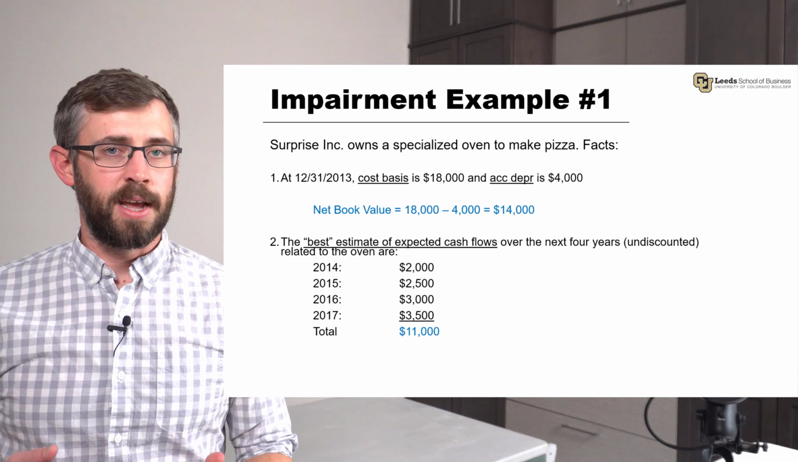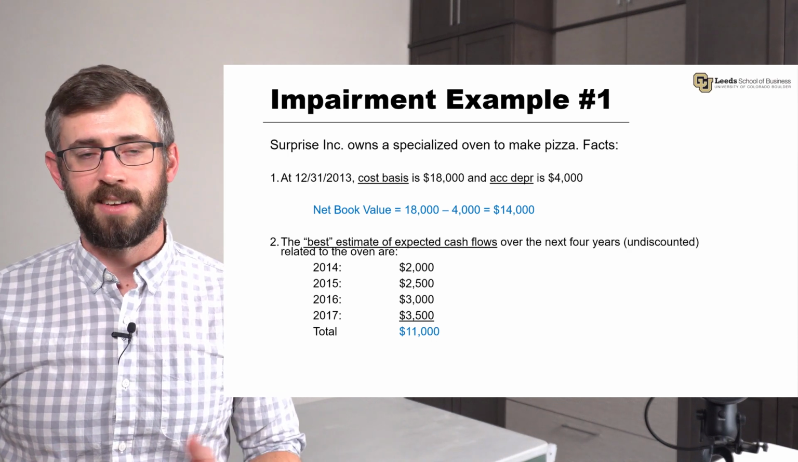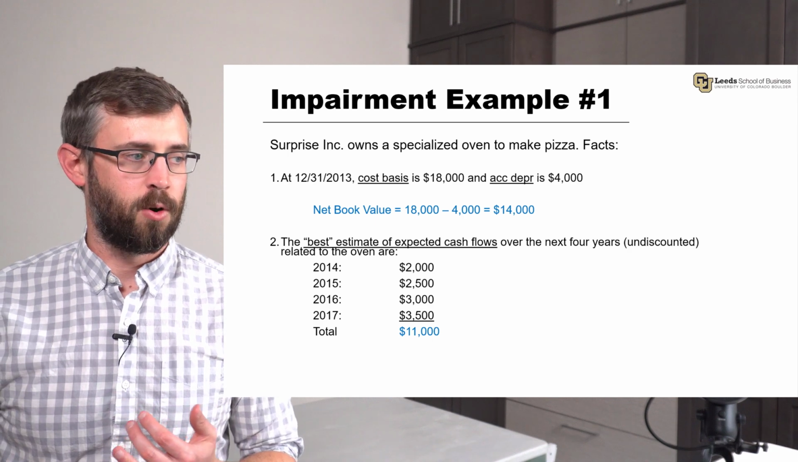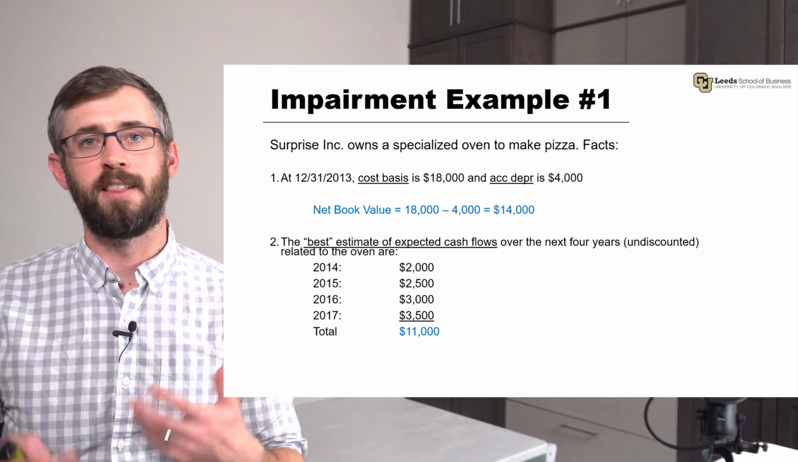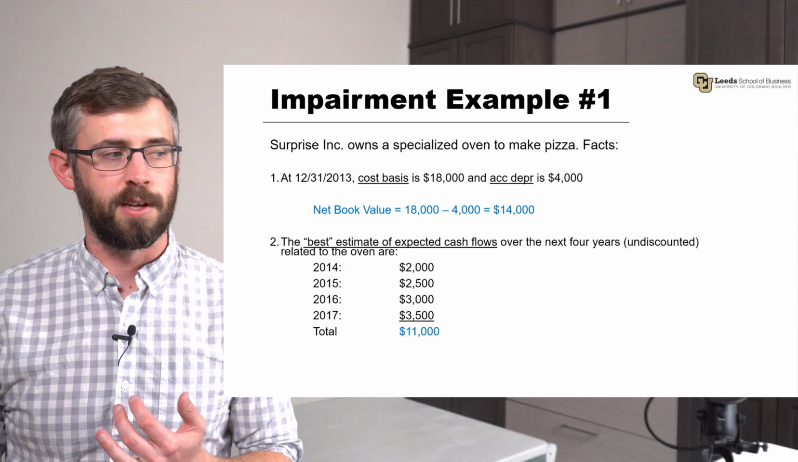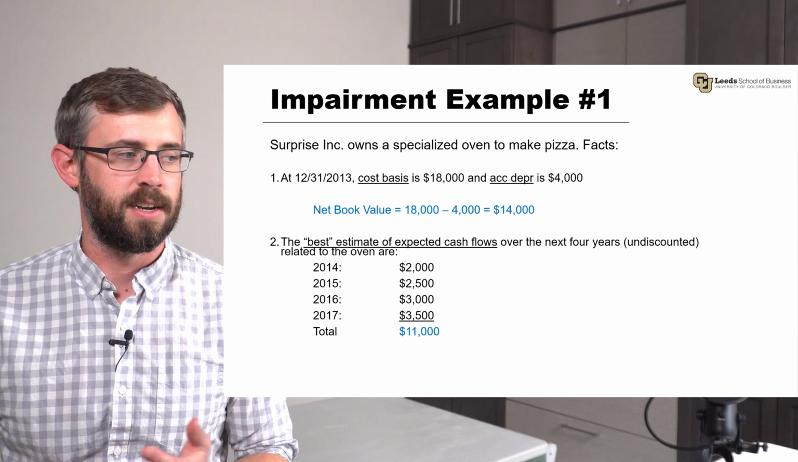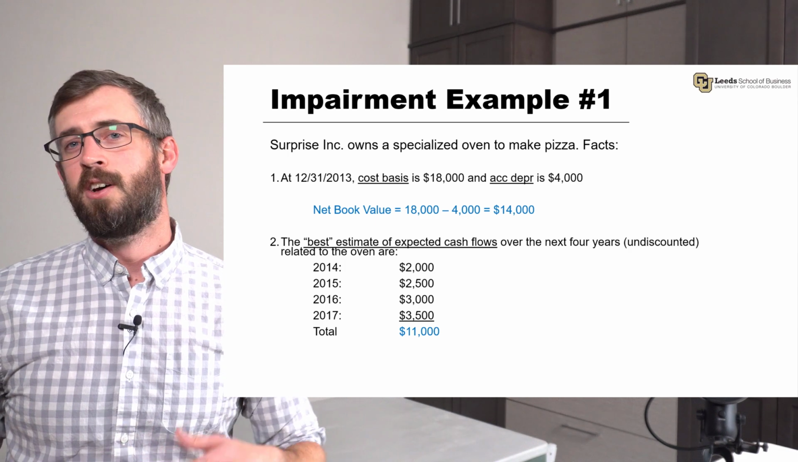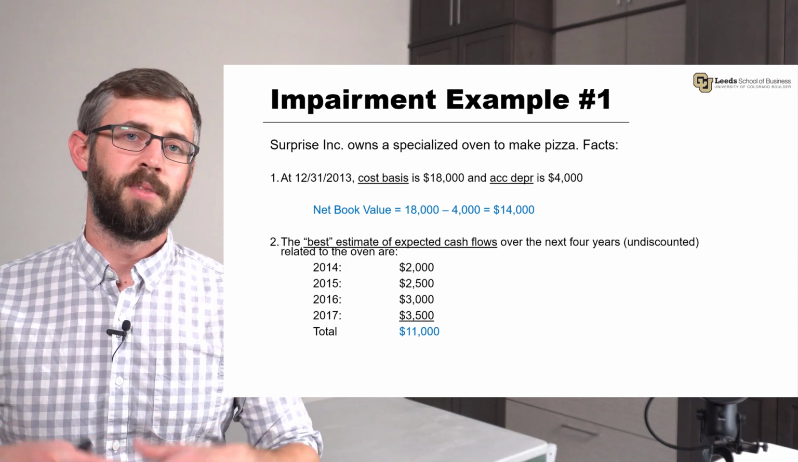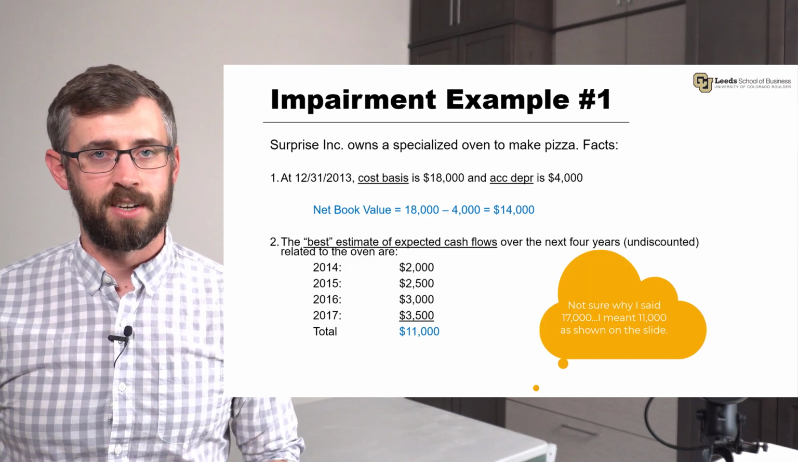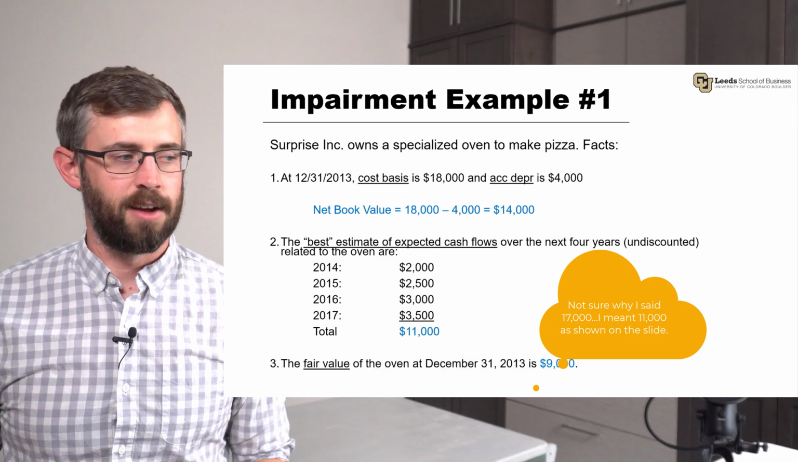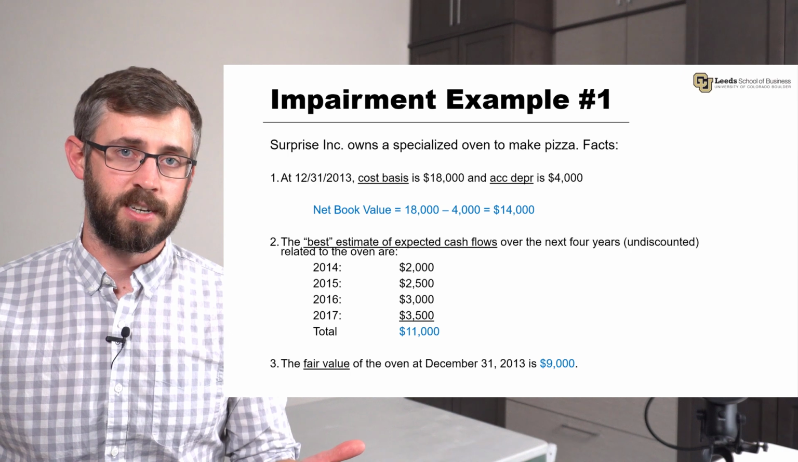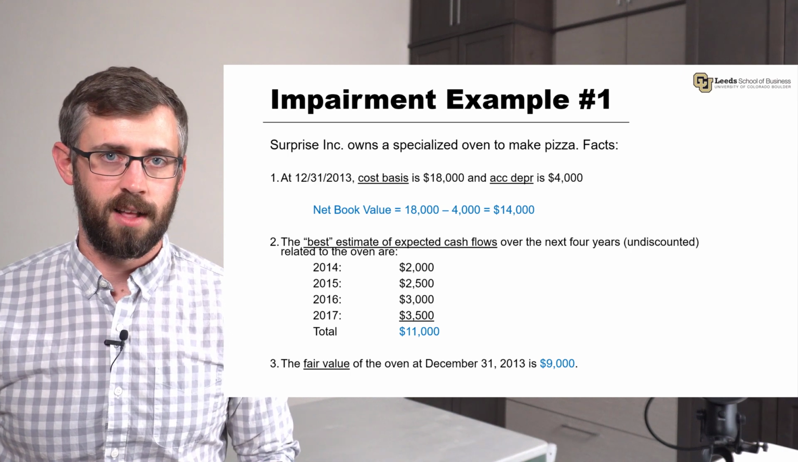Now we're going to try to figure out whether this asset is impaired. And so we're going to get some information on future cash flows. So over the next 4 years, they're expecting the following cash flows of 2 grand in 2014, 2,500 in 2015, 3,000 in 2016, and 3,500 in 2017. So over the next 4 years, this is going to generate $11,000 in cash, no discounts applied. And the fair value of the oven, kind of what they could sell it for today, is only $9,000.